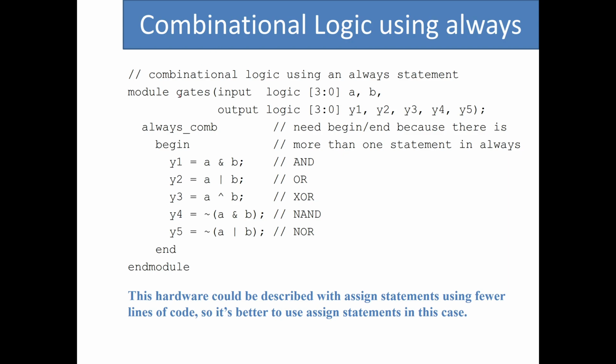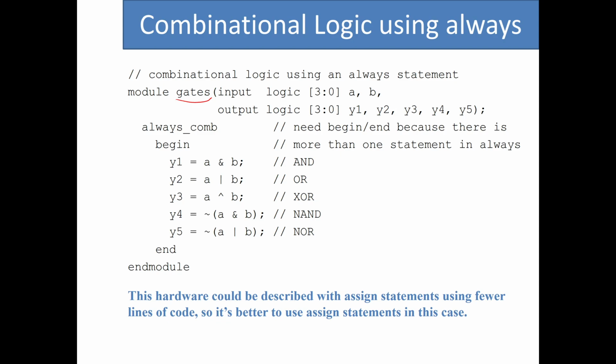If you remember, we had this gates module that we defined in an earlier video, in which we had two inputs A and B, each having 4 bits, and we had 5 outputs, again each having 4 bits, and each one was basically the result of a bitwise operation of A and B. So Y1 was AND of A and B, Y2 was OR, Y3 was XOR, Y4 was NAND, and Y5 was NOR.